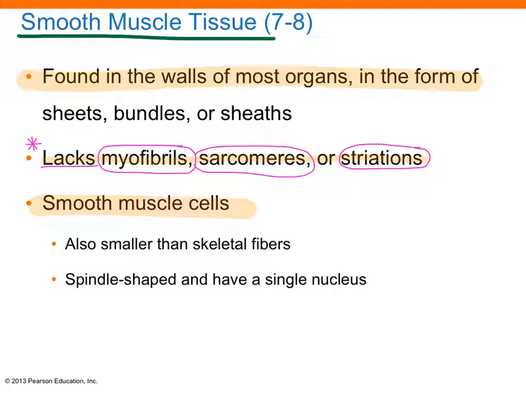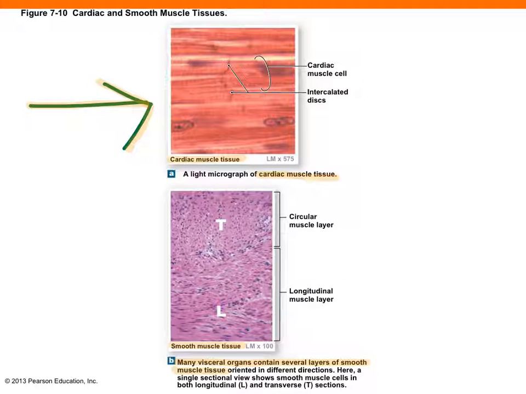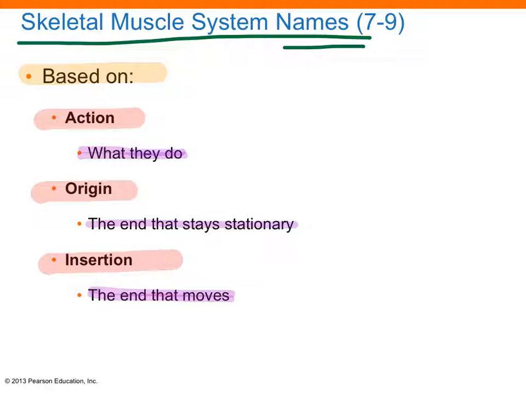Next and finally is smooth muscle. Smooth muscle is found on the walls of most organs in the form of sheets, bundles, or sheaths. They lack myofibrils, sarcomeres, or striations. Smooth muscle cells are smaller than skeletal muscle fibers and have a single nucleus. Here are some images of cardiac muscle, smooth muscle. The three types of muscle are skeletal muscle, cardiac muscle, and smooth muscle.